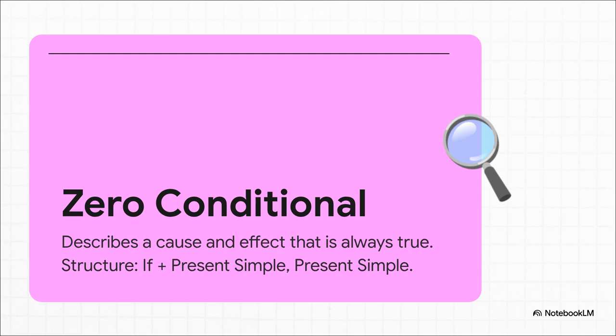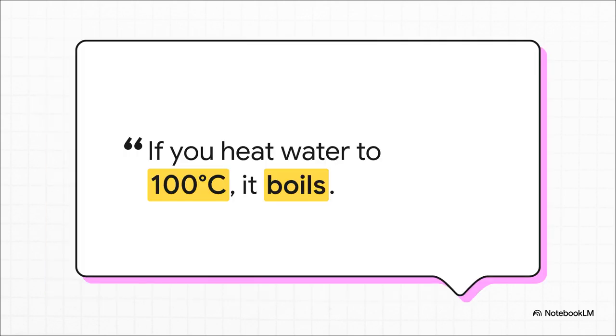It's a direct link. Here's a perfect example you probably learned in science class. "If you heat water to 100 degrees Celsius, it boils." See that? There's no "will boil" or "might boil". It just boils. One action always and forever follows the other. It's a fact. That's the zero conditional in a nutshell.